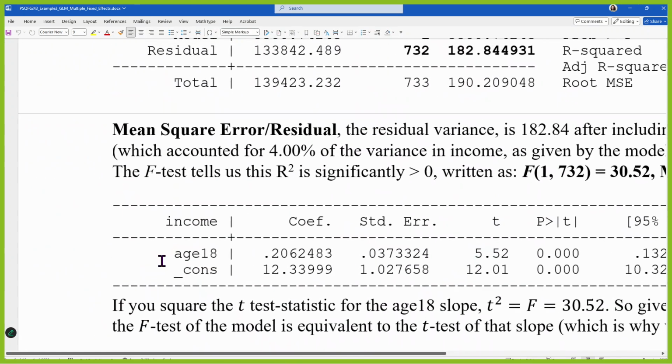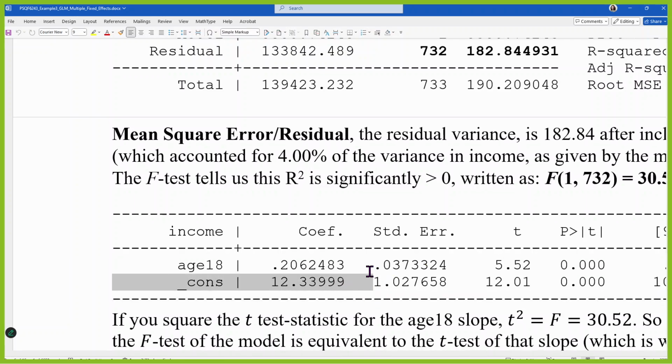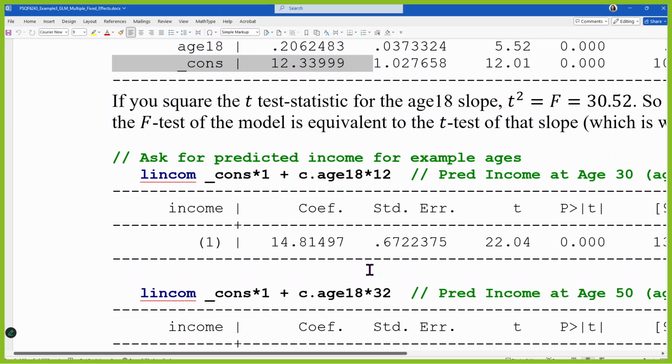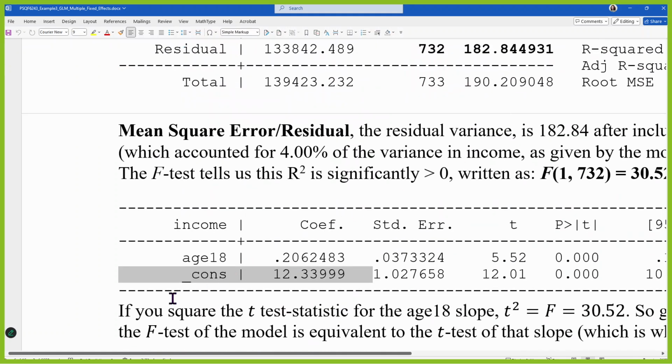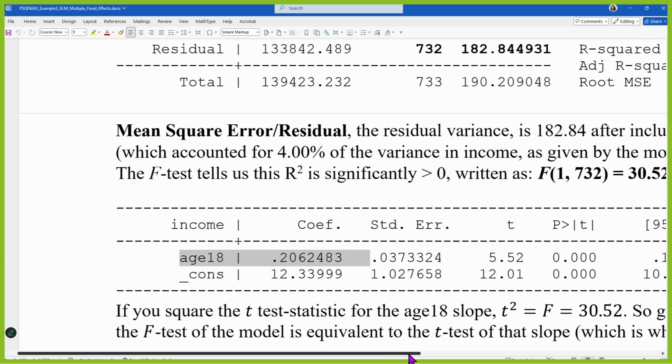In terms of the predicted outcomes, my constant, that's my fixed intercept, right? Who's it for? It is my reference in terms of the model: 18-year-olds. I set it up that way. 18-year-olds, according to this linear model, are predicted to make $12,000.3. That's a heck of a lot more than the quadratic model, actually. This one is not a great model.